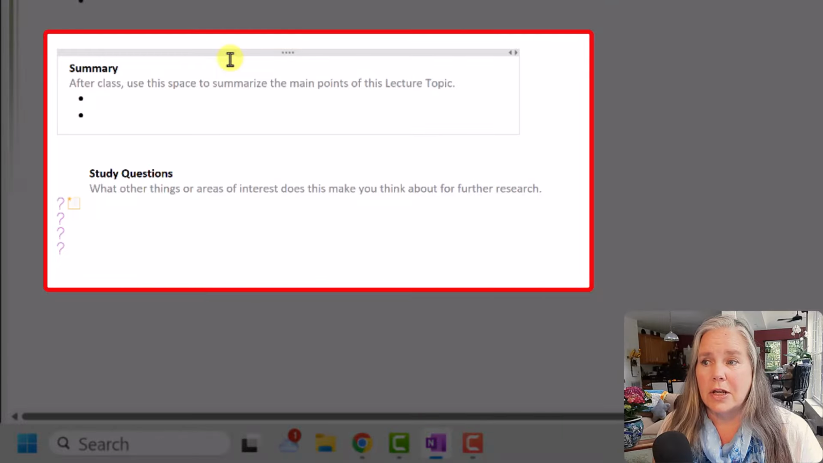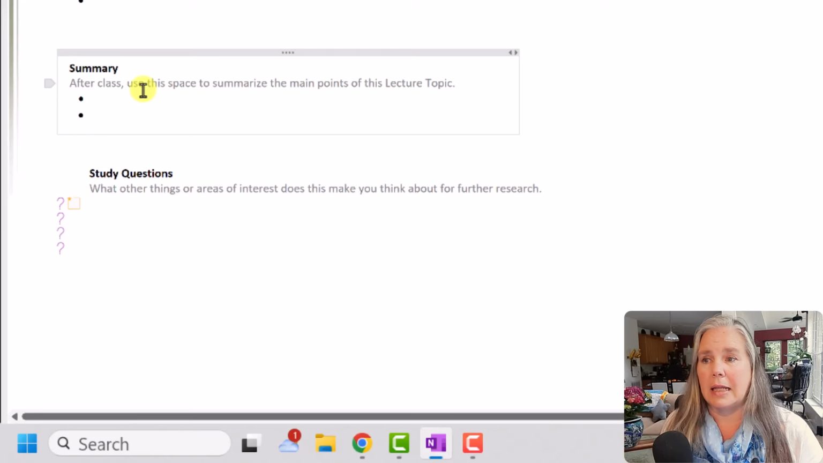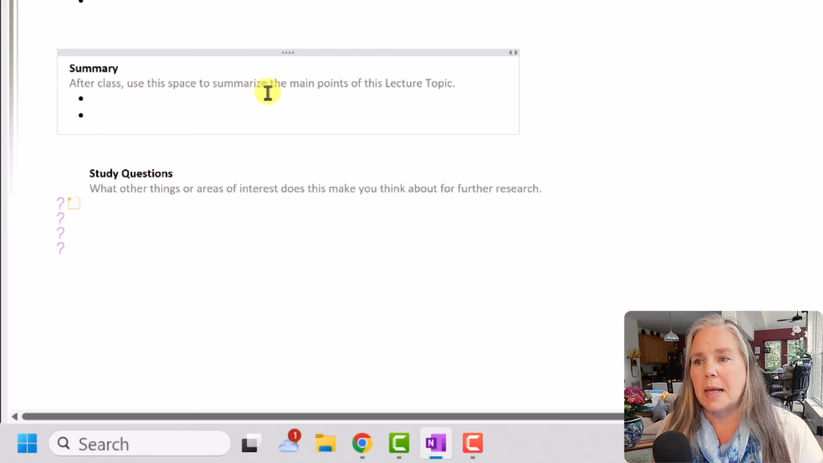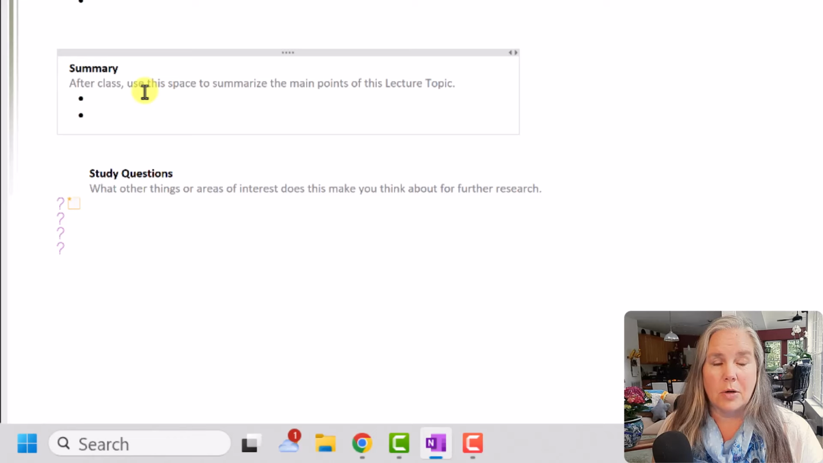Then there's a section down here for summary, and you see here it says after class, meaning if I were taking a class, use this space to summarize the main points from the lecture topic. If I'm using it for notes from reading a book, as I'm reading the book I will take notes, or after I have read the book, I will go back and take notes. Normally, for me, I read a little bit and write things down, read a little bit and write things down. That way I don't forget where I'm at in the book and any of those important quotes that I want to keep track of. So that's kind of how I do it.